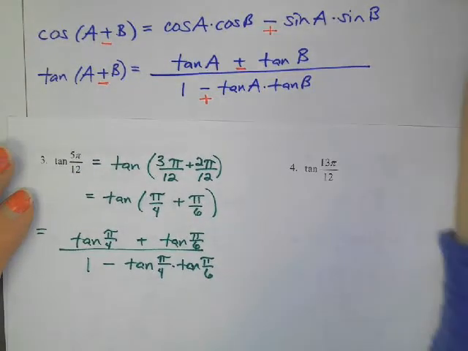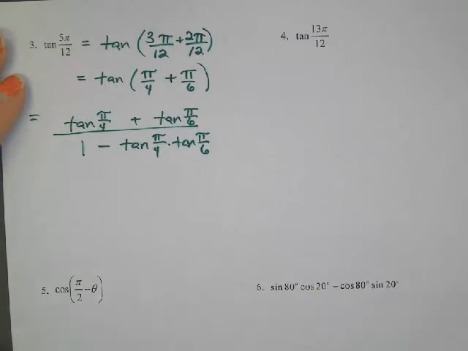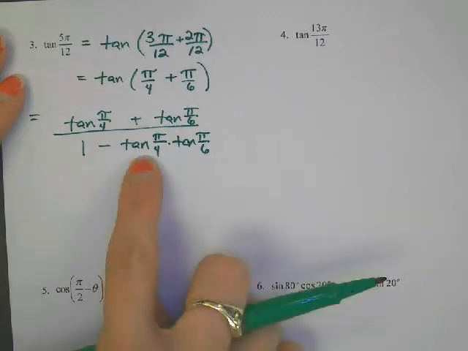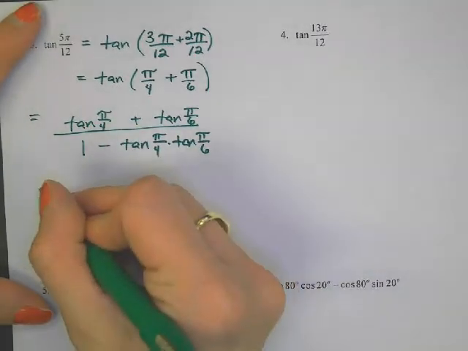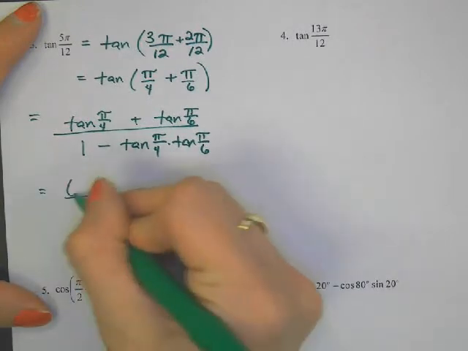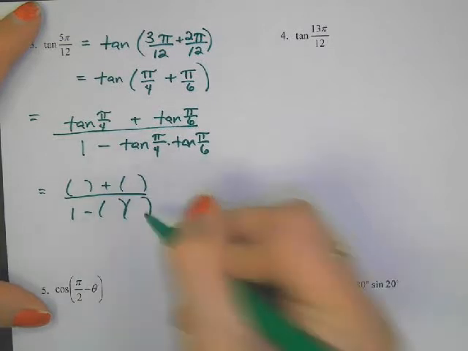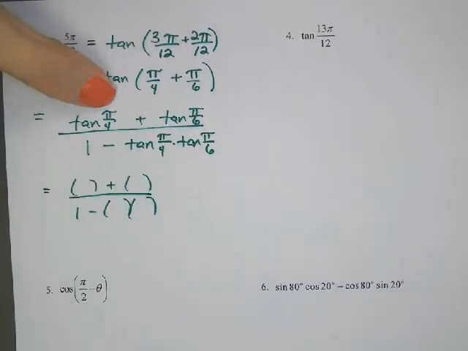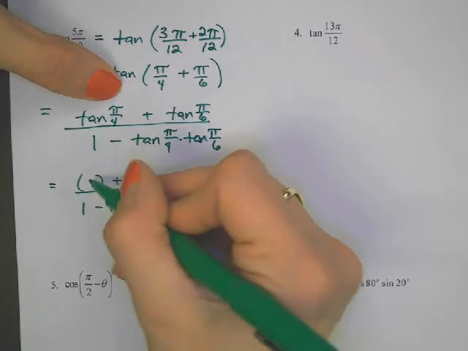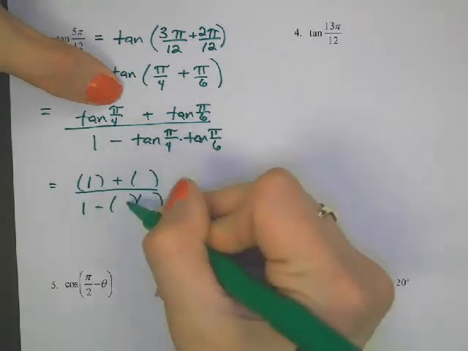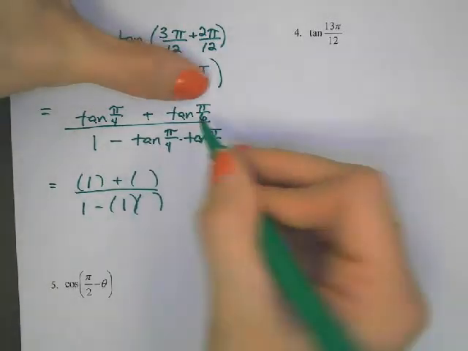The good thing about this formula is the answers that you put in the top are the same answers down there. So what do we have to know? We have to know this tangent and this tangent. 1 minus tangent, tangent. Tangent for pi over 4 is, well, that's just a 1. I'll put 1 there and 1 down there.